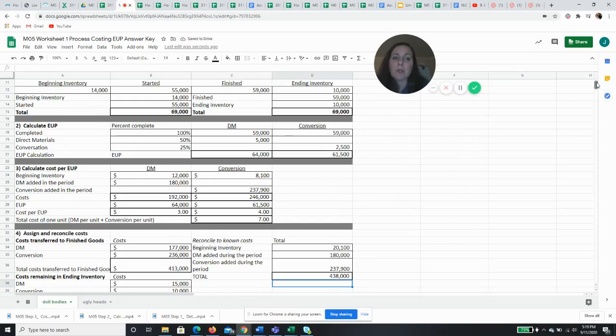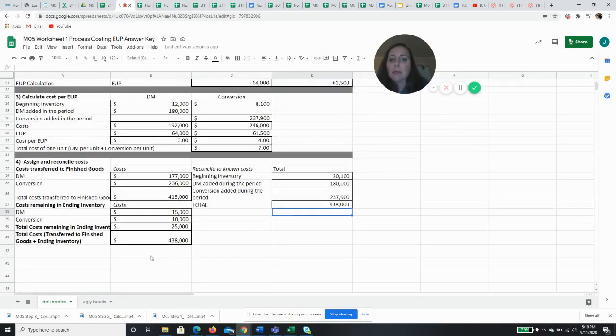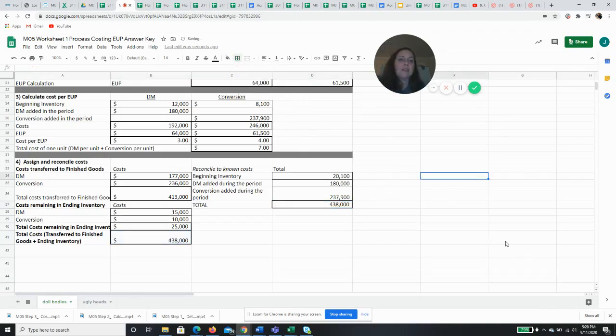Now, this is my absolute favorite part. If you had me for 301, you know how I love this. I'm going to compare my 438 to my 438. And then, wait, it didn't do it. Wait for it. It's going to be worth it, believe me. I'm going to give it the double underline, showing that I have checked it, it matches, and I feel pretty good about turning this in.